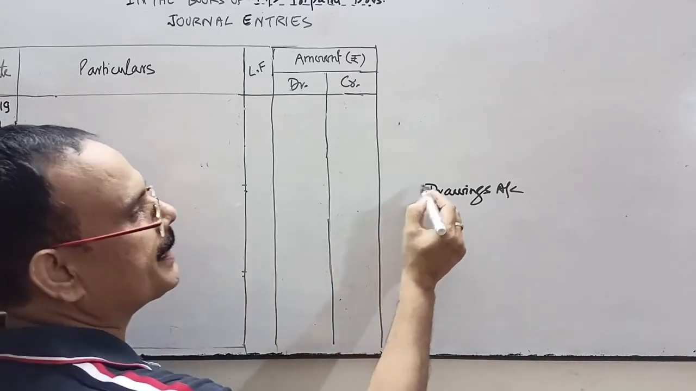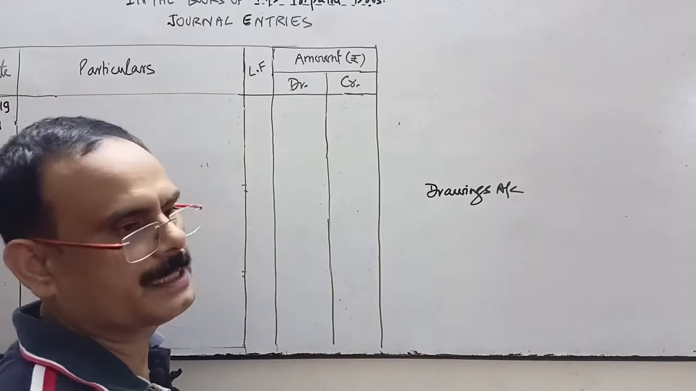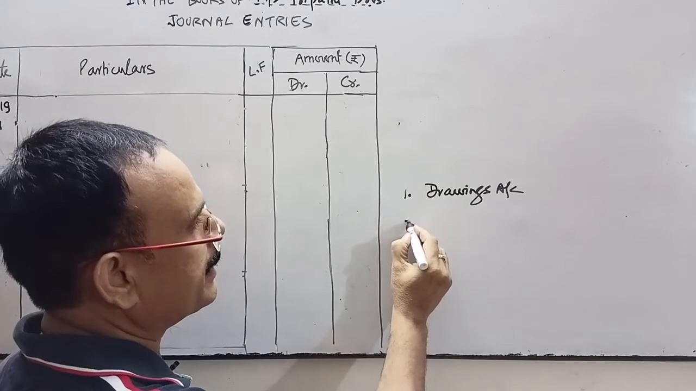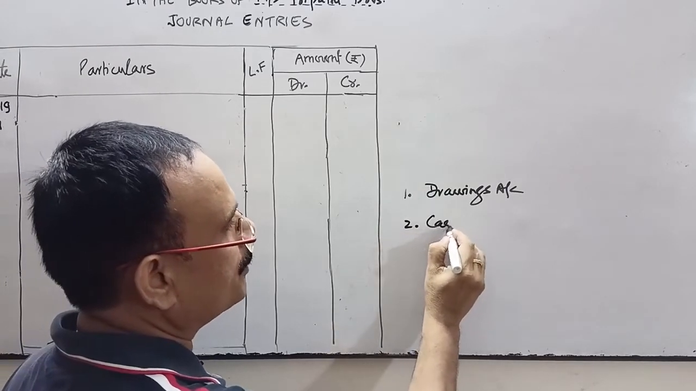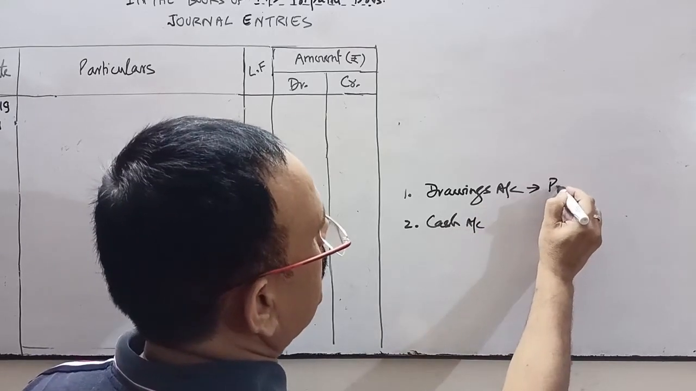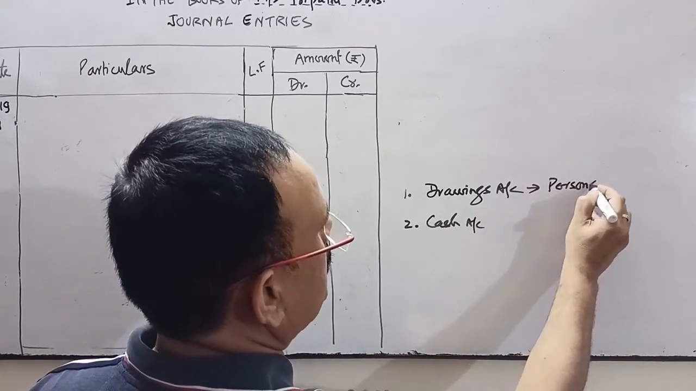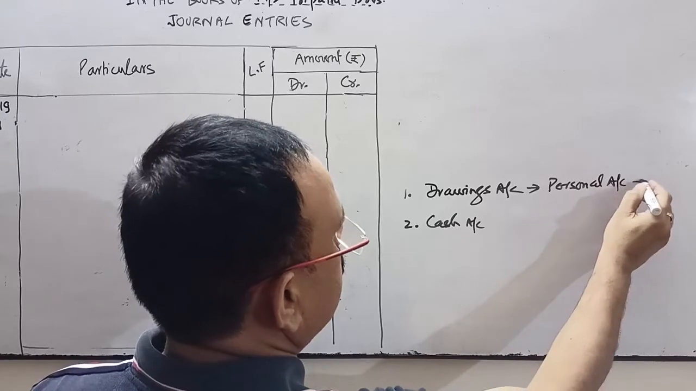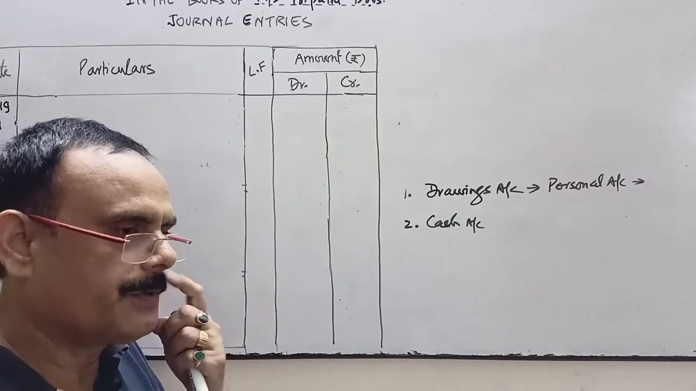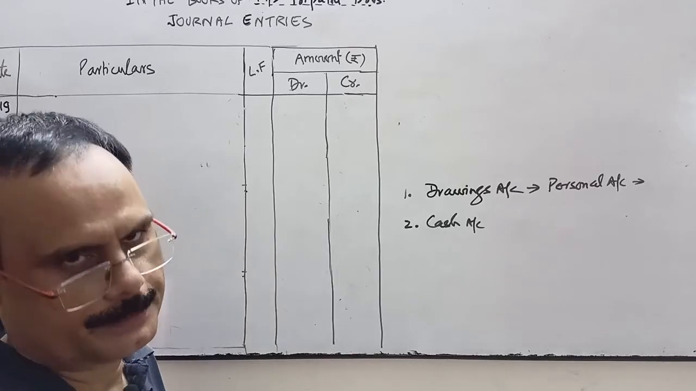So when the proprietor withdrew the cash from business for personal use, it is called drawings, and the second account will be your cash account because you have withdrawn cash. Now drawings comes under personal account, you know it. So what is the rule of personal account? Debit the receiver and credit the giver.